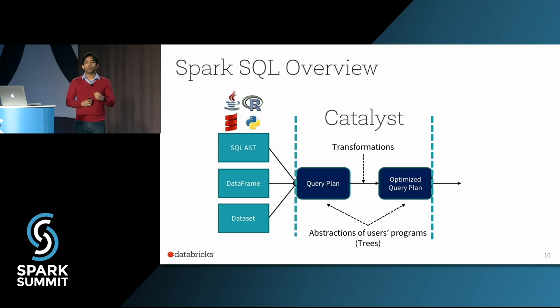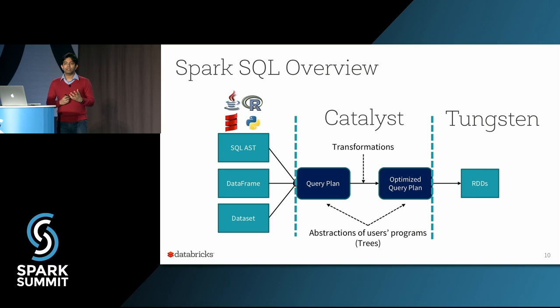Now, once we have an optimized query plan, the next step is to actually generate code that is then executed on a cluster in a distributed fashion. And that's the job of Spark's Tungsten execution engine. So all in all, we have a SQL query, or maybe something that's written via the data frame or the dataset API, that gets converted into a query plan, which then gets converted into an optimized query plan by applying a series of transformations. And then this ultimately gets generated into code that's then executed on the cluster.